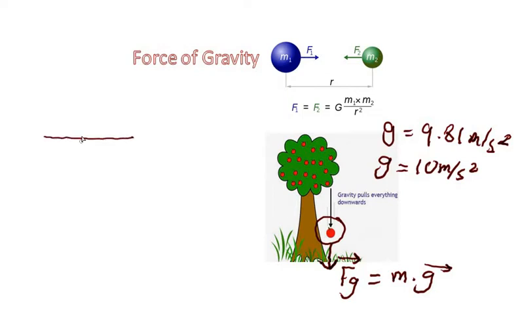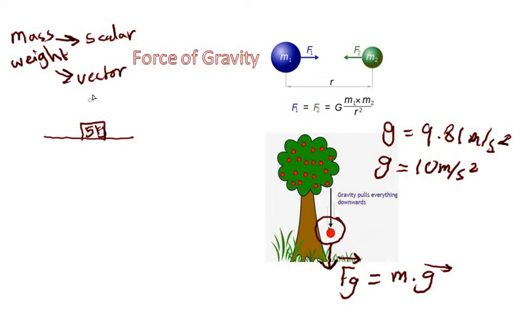If we have a box placed on a horizontal surface, this box has a mass of 5 kilograms, and please make sure that you differentiate between the word mass and the word weight. The mass is a scalar quantity. Actually, it represents the amount of matter an object has. Your mass on Earth is the same as your mass on the Moon. But your weight is different on Earth and on the Moon because it's a vector quantity. It has direction, and it depends on your mass and the mass of Earth or the Moon.